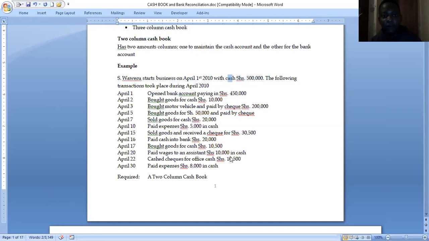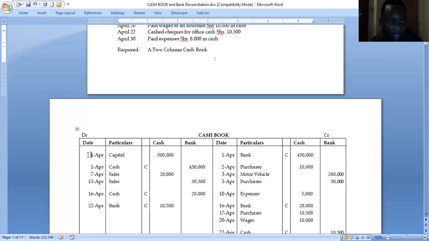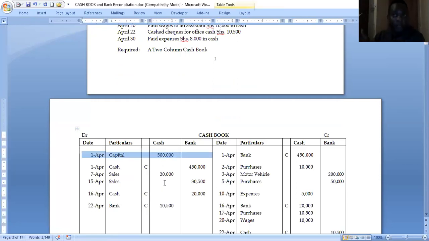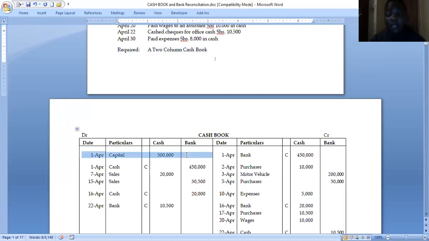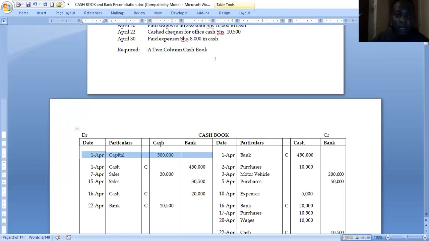Therefore, we go to our cash book and debit cash, in the cash column. I hope you can see that. And then we're supposed to open a capital account and credit. But this question only requires us to do the two-column cash book. So the only entry that you make in the case of this question is that you debit the cash book in the cash column, by capital account.